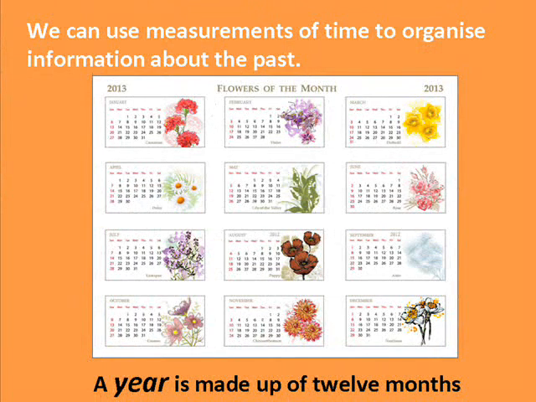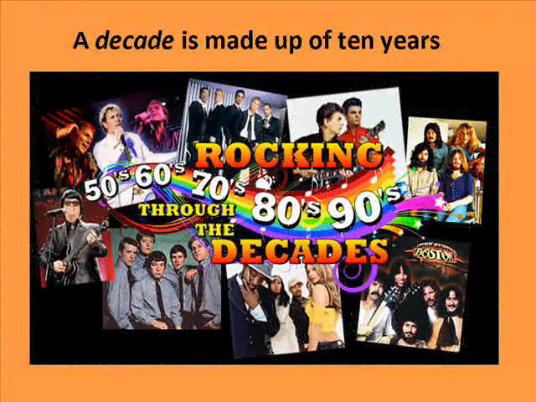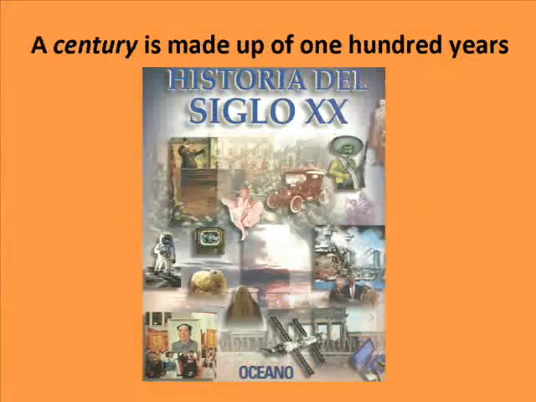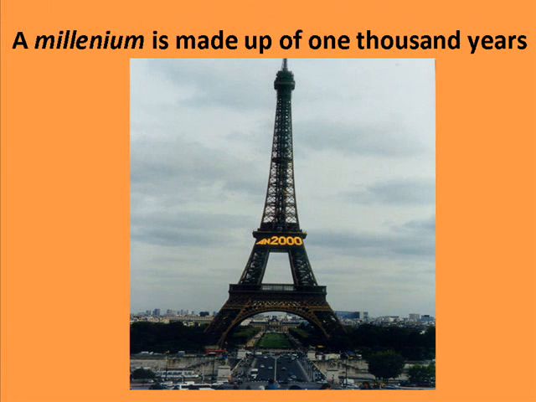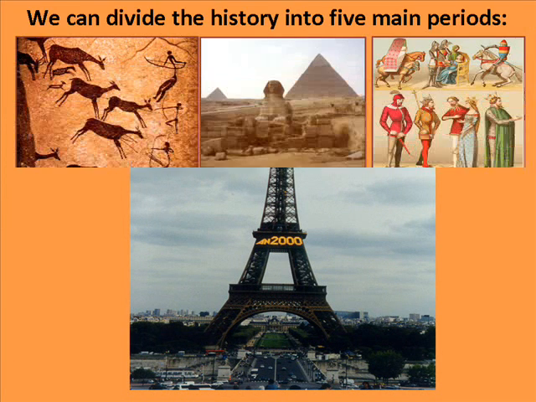We can use measurements of time to organize information about the past. A year is made up of 12 months. A decade is made up of 10 years. A century is made up of 100 years. A millennium is made up of 1,000 years.